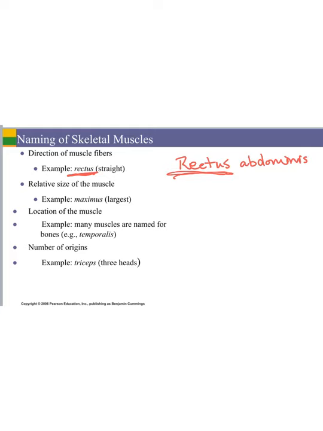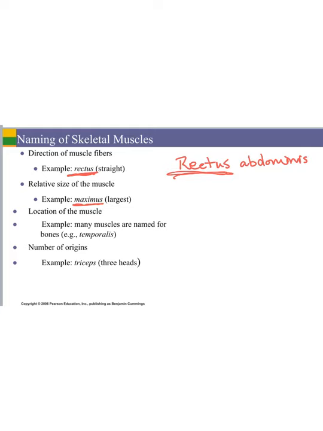And then relative size, there's a lot of different size terms. One of them is maximus. So we have gluteus maximus. That means that's the largest gluteal muscle. We also have gluteus medius and gluteus minimus. And so you can get from those terms which one's the largest, which one's the smallest, and which one's the medium size, right? Maximus, medius, and minimus.